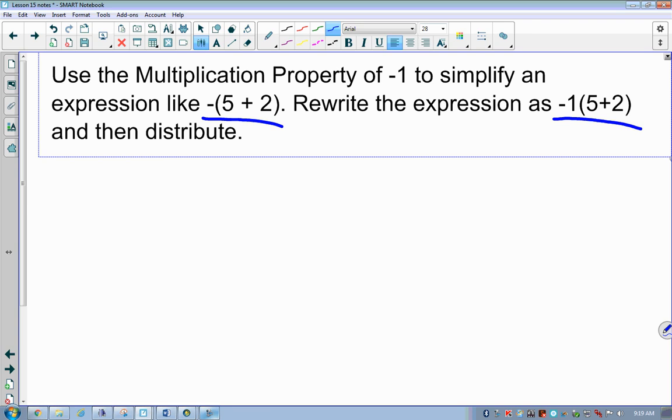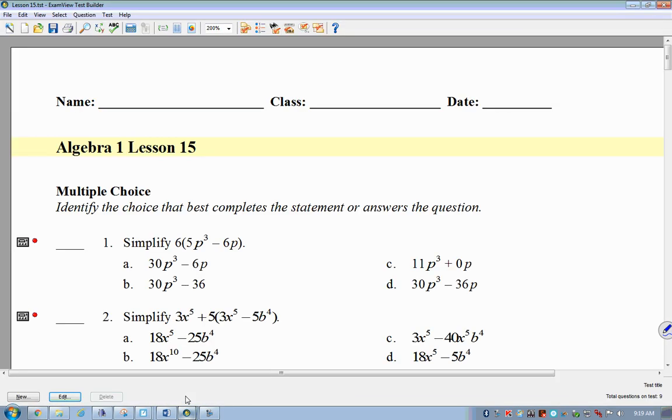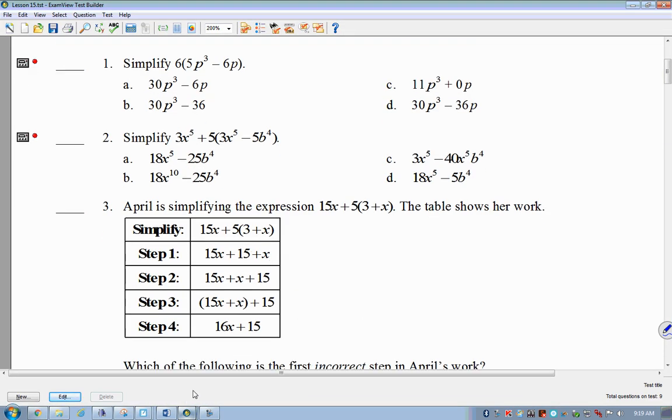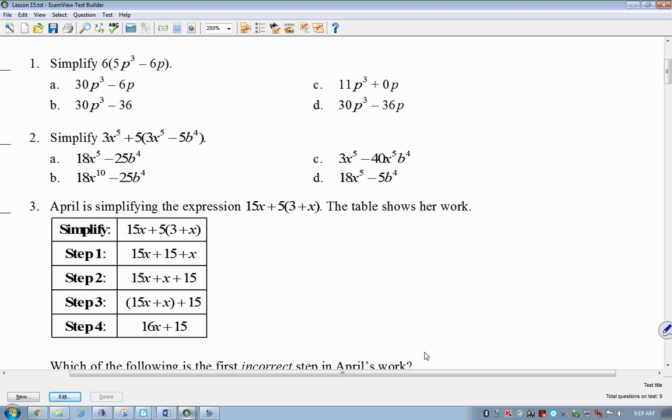So let's go ahead and look at some questions that we can answer and see how we do. Okay, a few more algebraic type situations. All right, Tiffany, we've got 6 times the difference of 5p cubed minus 6p. How would you go ahead and distribute?